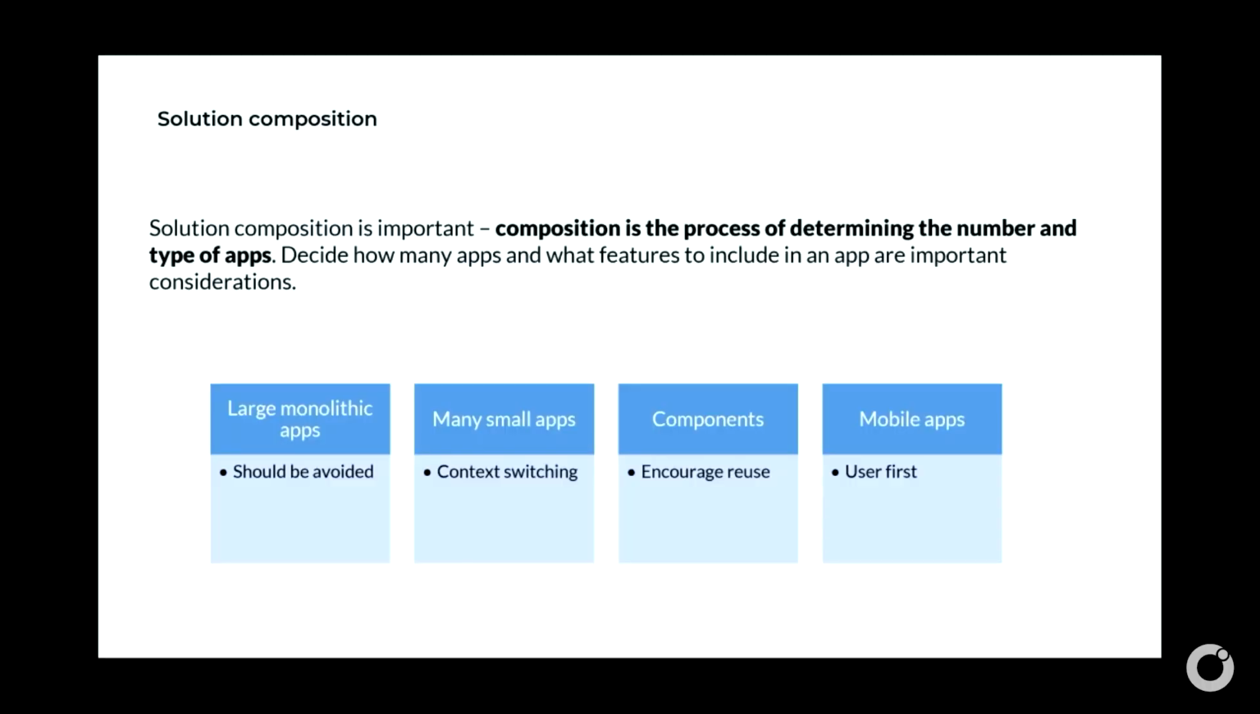Okay, so the composition of your solution. The reason I've spoken about the types of apps is purely through the number of reviews that we do. We find there's either one or two cases, large monolithic apps. So what does that mean? That means you'll invest time in building a Canvas app. Let's stick to the health and safety example. So you've spent all this time building out all of the requirements for the users for the Canvas app.